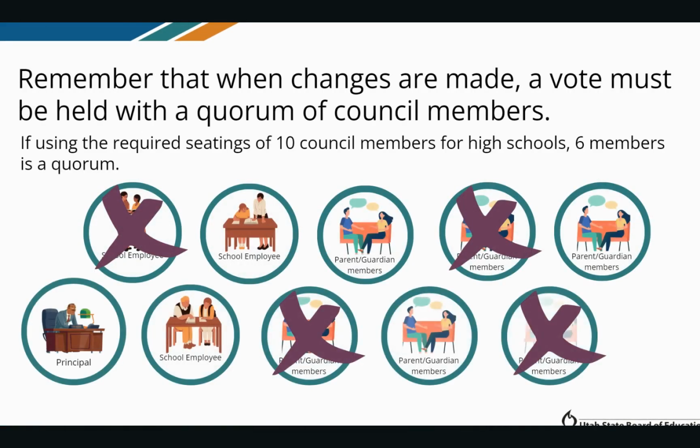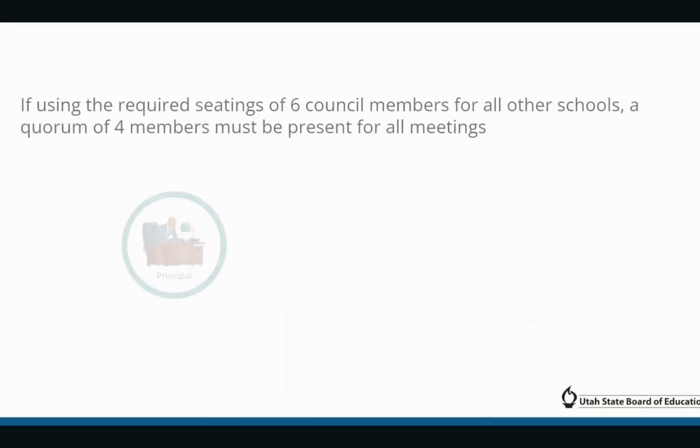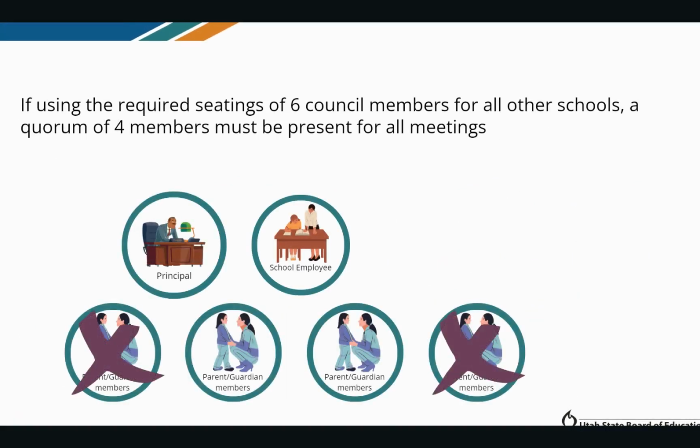Remember that when changes are made, the vote must be held with a quorum vote of council members. If using the required seating of 10 council members for high schools, 6 members must be present for all meetings. For all other schools that use the required seating of 6 council members, a quorum of 4 members must be present for all meetings. In both of these situations, a 2-parent majority is only required for council seating, not for meetings or voting.